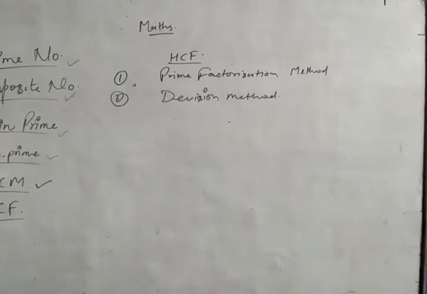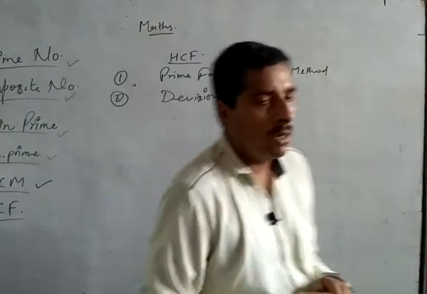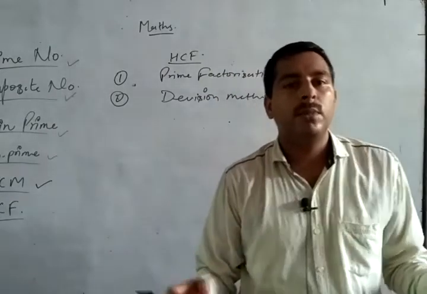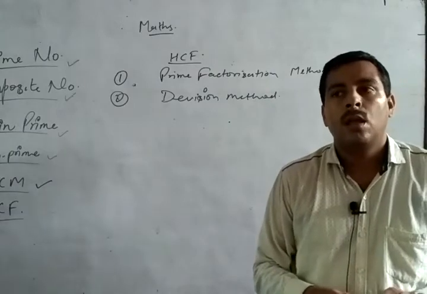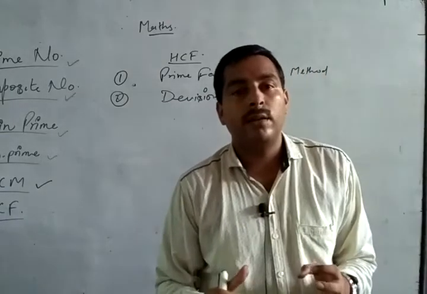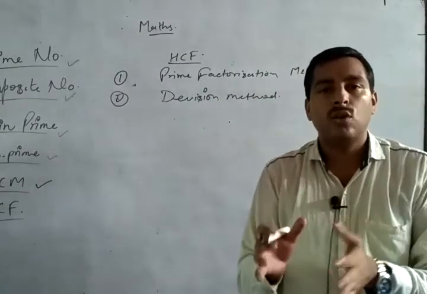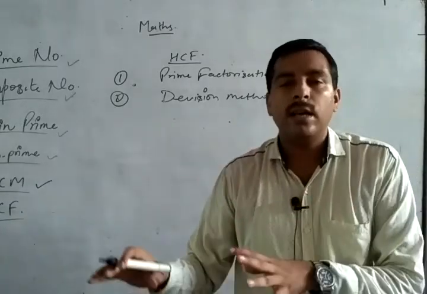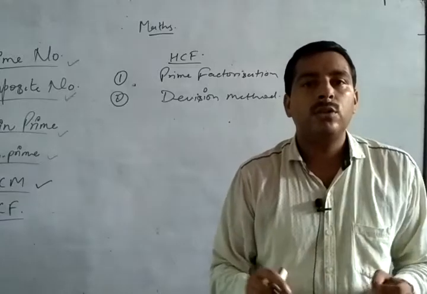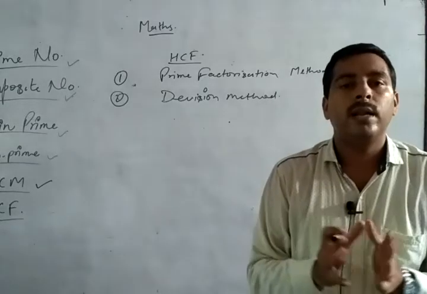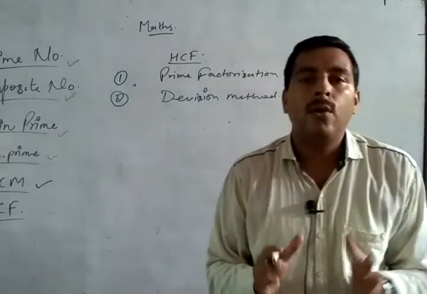Now we are going to discuss the HCF. An HCF is the number which divides both or many numbers at the same time. HCF's full form is highest common factor. Means a number which divides all the given numbers, and that should be the highest number in the series.